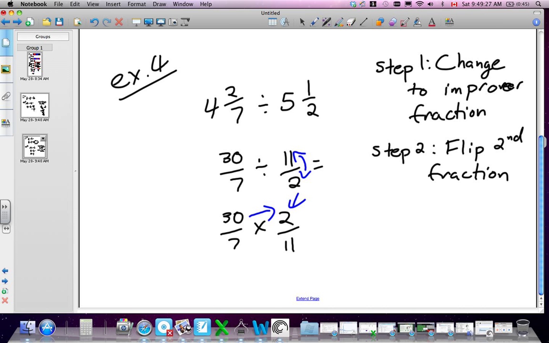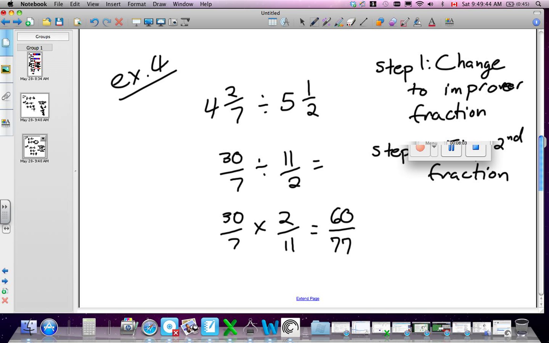And now, once again, it becomes an easy multiplication. Top by the top, bottom by the bottom. So 30 by 2, 60. And 7 by 11, 77. There we go. And there's our answer. So that's easy enough for you girls? Okay. Let's give you a little work with that stuff.